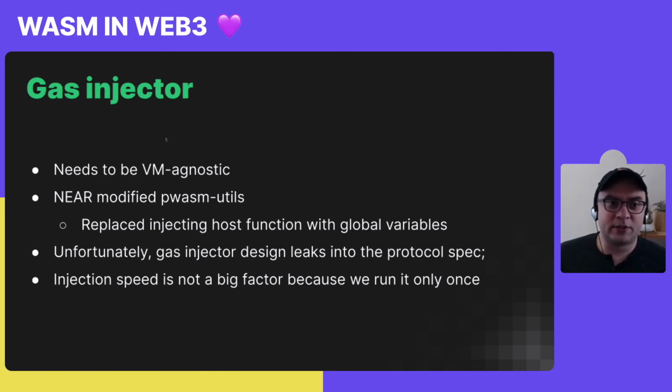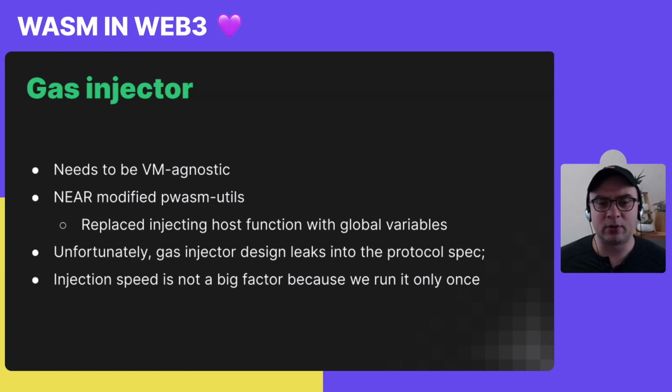Then, as I promised, I want to talk about the gas injector. As we know, instrumentation for WebAssembly is quite expensive. For some cases, if you use Wasm utils, which is one of the most popular instrumentation libraries out there, the CPU instructions caused by the instrumentation code itself can be 95% of the CPU instructions of the entire smart contract. So the instrumentation can be dominating the cost of running the smart contract.